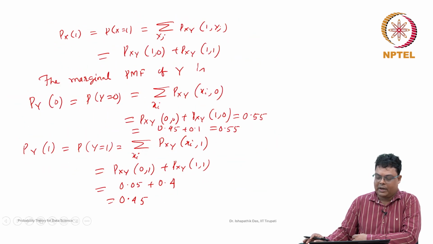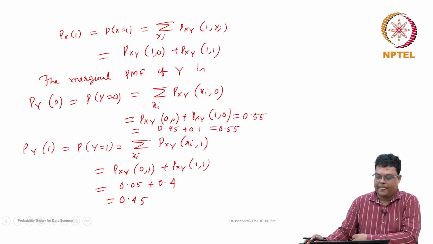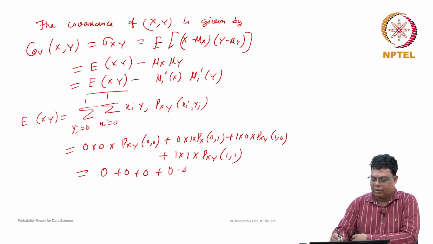So let us go back and find out what pxy of 1 1 is. Pxy of 1 1 is 0.4. So this is 0.4.